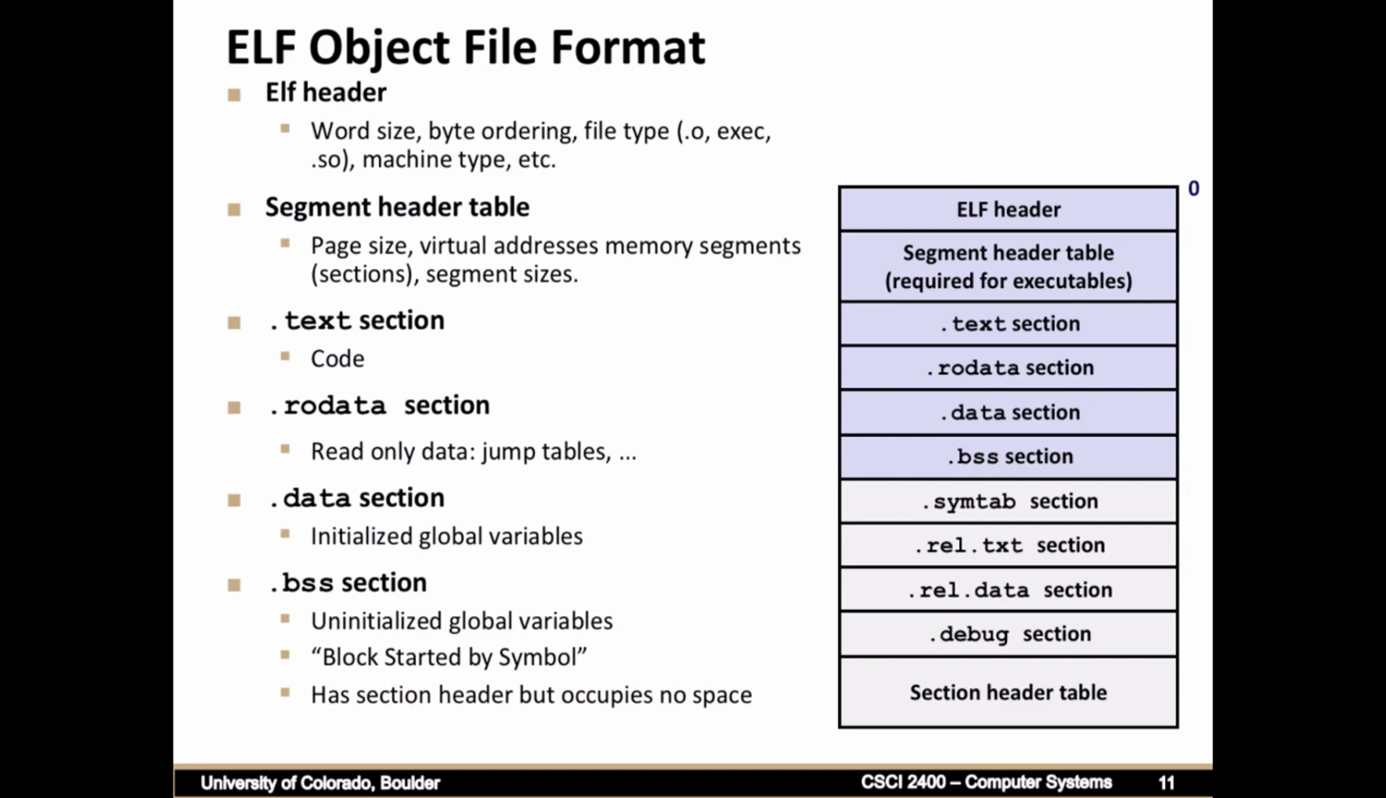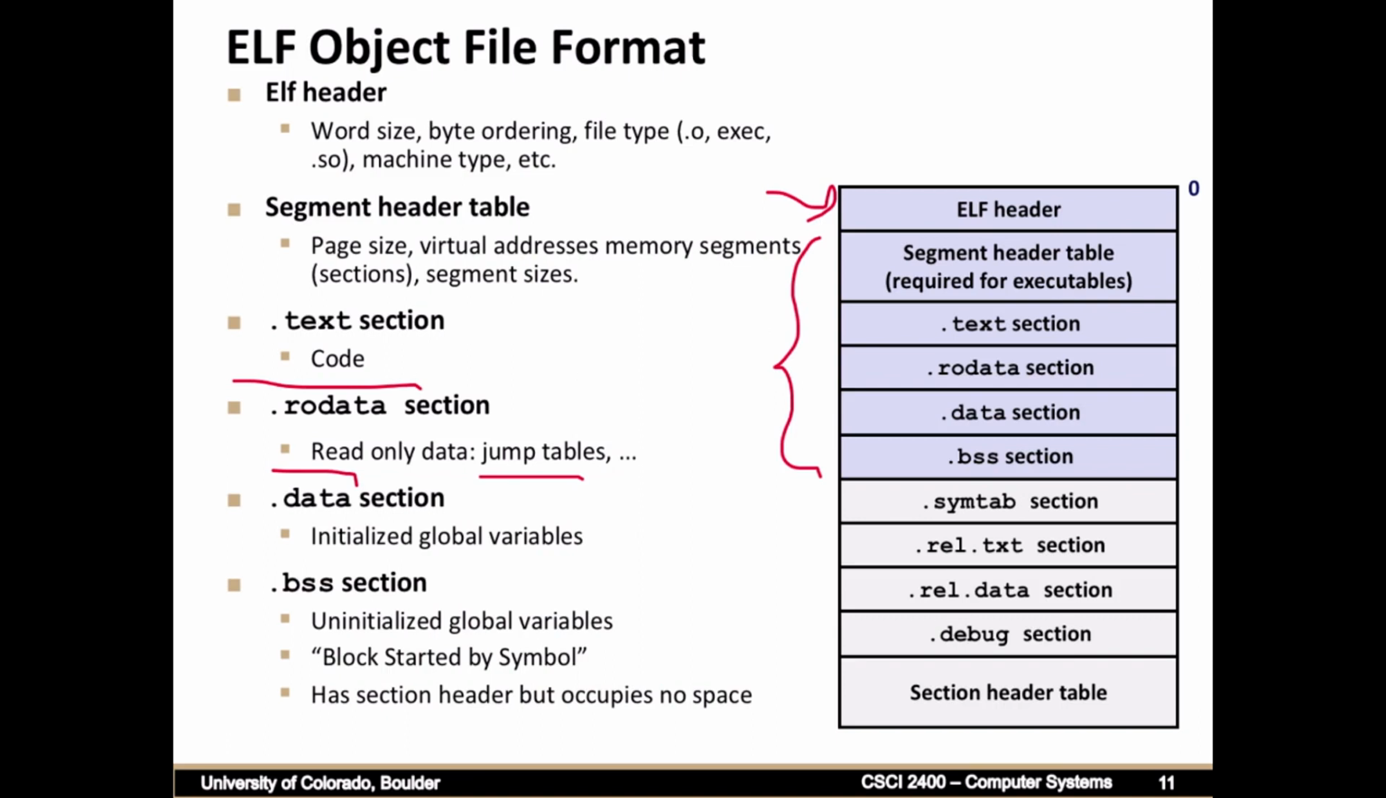So the ELF object file has a header that tells you more about the layout of the rest of the file. And then it has a set of segment headers and segments. The segments correspond to different types of data that is going to be organized and stored in memory. So for example, the text segment is code. There's a read-only data segment. So this is data that might be, for example, jump tables from a switch statement, or statically defined variables, or strings that cannot be modified.